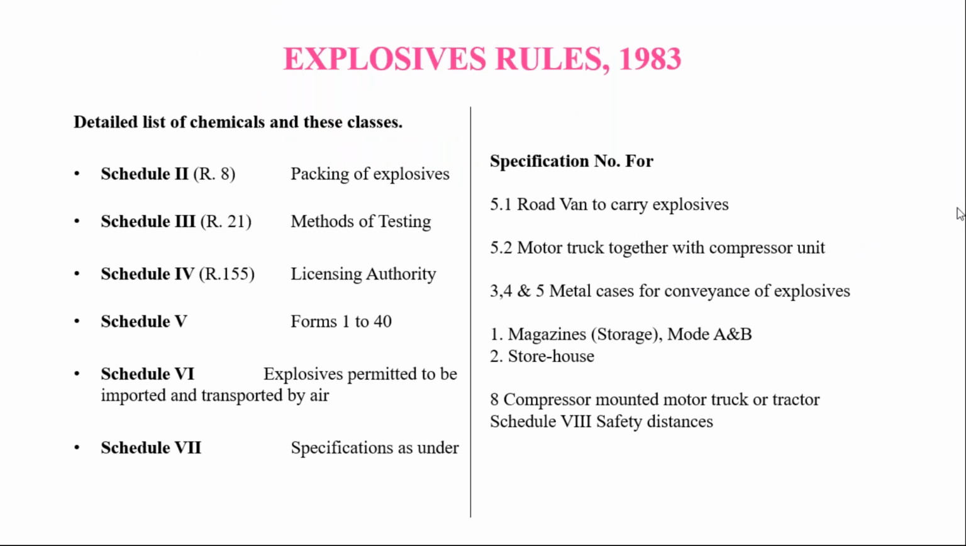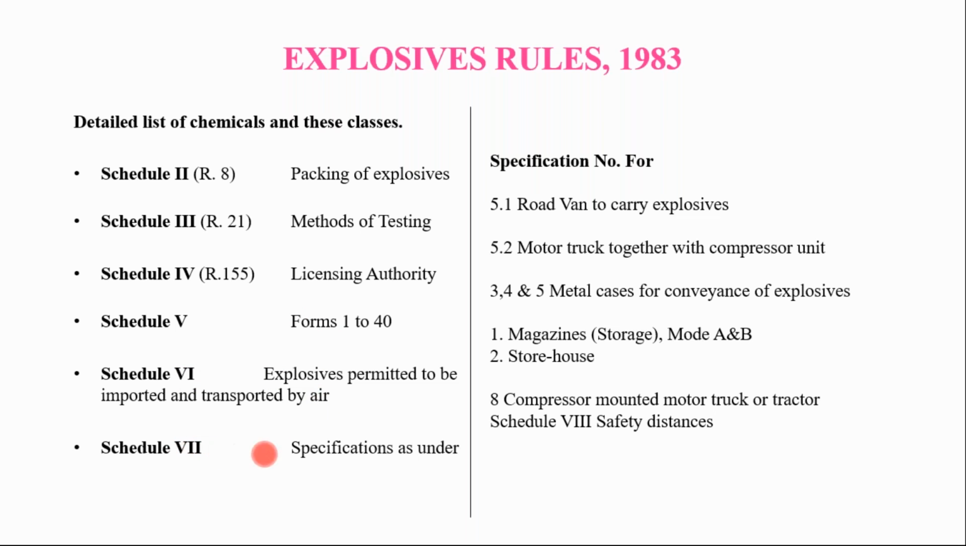Then the different schedules other than the first one: schedule 2 with reference to rule 8, that is regarding the packing of explosive. Then schedule 3 with reference to rule 21, that is method of testing. Schedule 4 with reference to rule 155, licensing authority. Schedule 5 is forms 1 to 40. Then in schedule 6, explosive permitted to be imported and transported by air.